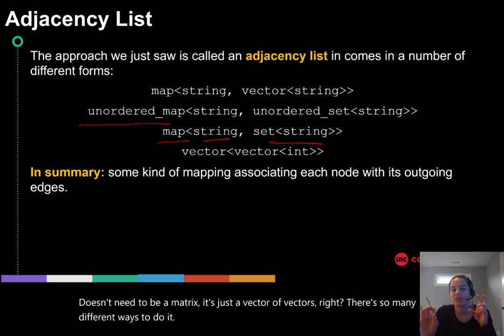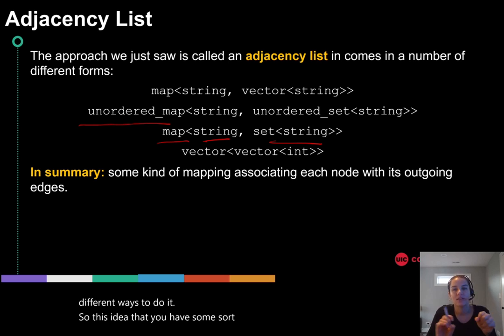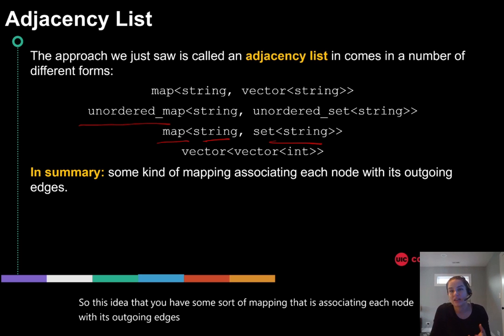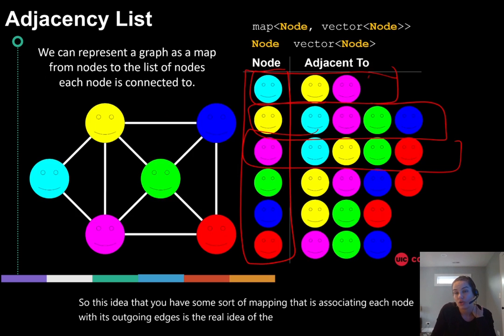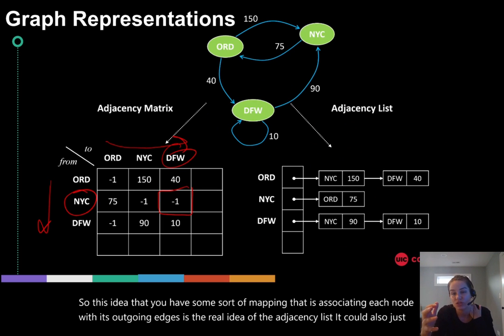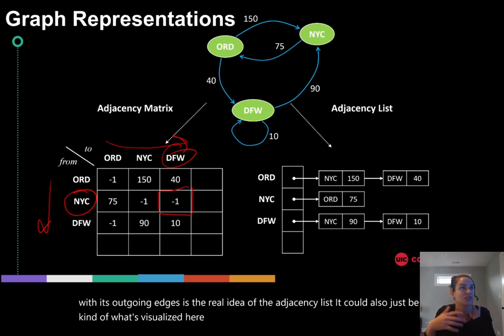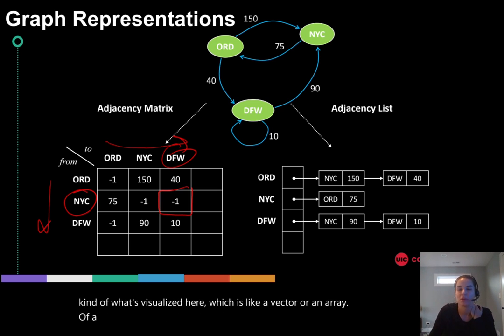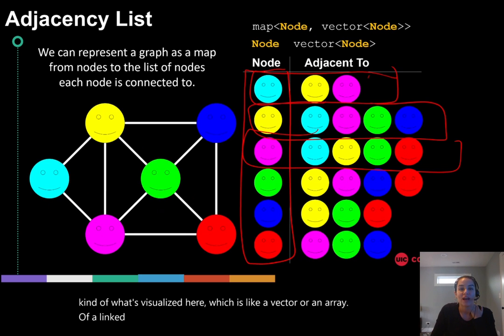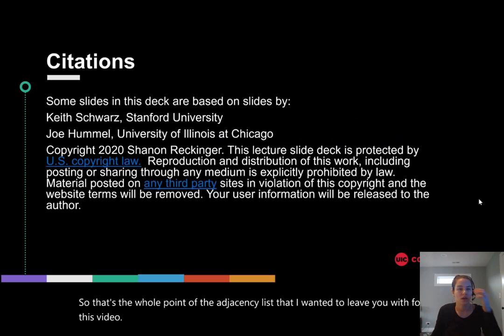This idea that you have some sort of mapping that is associating each node with its outgoing edges is the real idea of the adjacency list. It could also just be what's visualized here, which is a vector or an array of a linked structure. That would also be a possibility. So that's the whole point of the adjacency list that I wanted to leave you with for this video. And that's it.